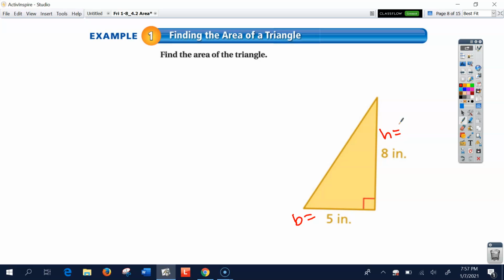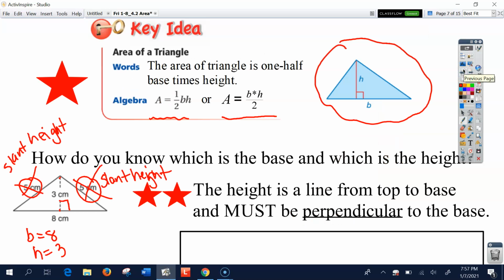Now remember, the more times you write the formula, the easier it is for your brain to remember it. So I'm going to write area equals base times height divided by 2. Okay, I forgot something that I wanted to mention on this example here. Notice if I go to find the area, I could multiply 8 times 3 and then divide by 2. But if I want to make my numbers smaller, I could do 1/2 times 8 times 3.